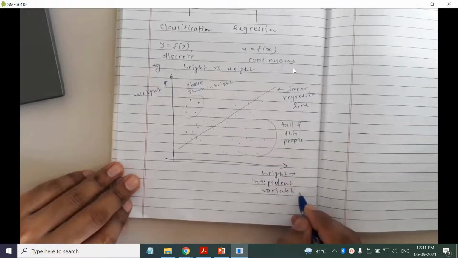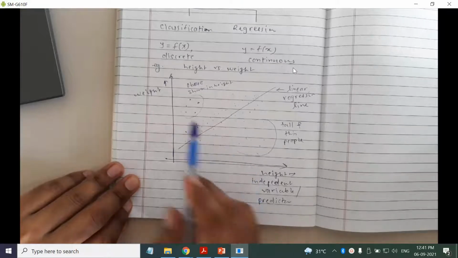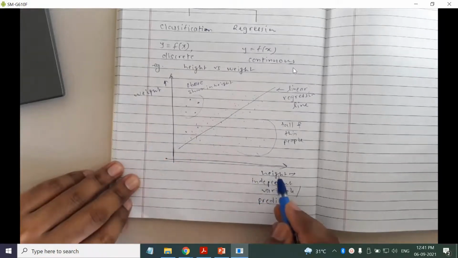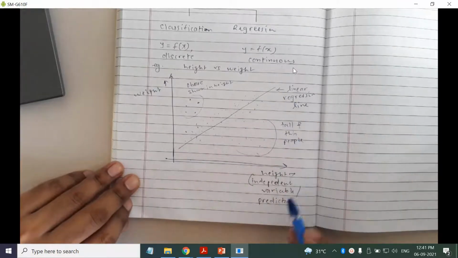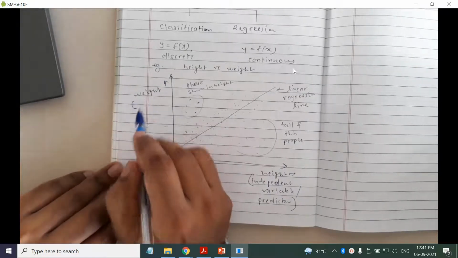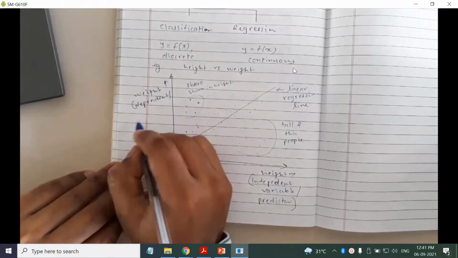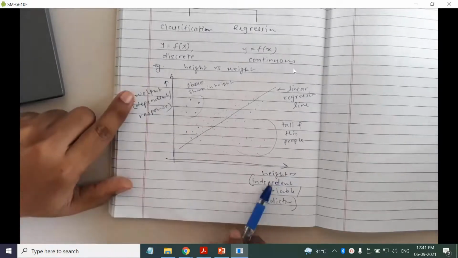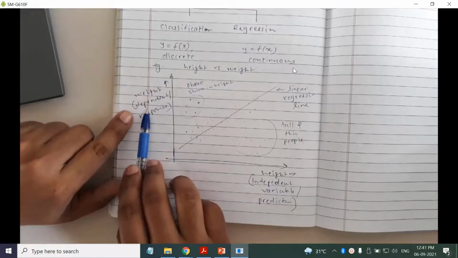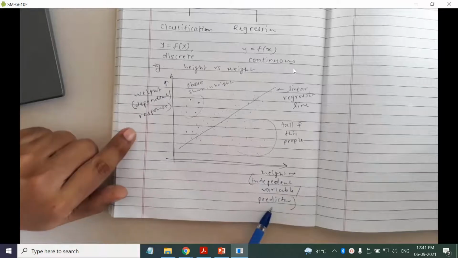Independent variable, also known as a predictor. So given a height, I am predicting a weight. This variable, which is used for finding a regression line, is known as an independent variable or the predictor variable, and this variable is known as the dependent variable or the response. Weight is dependent on the height. That's why this variable is known as the dependent variable, or the response to this predictor.